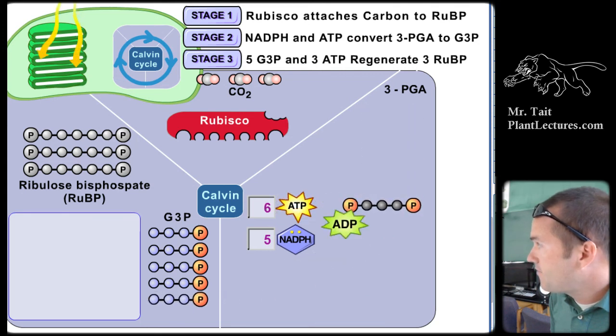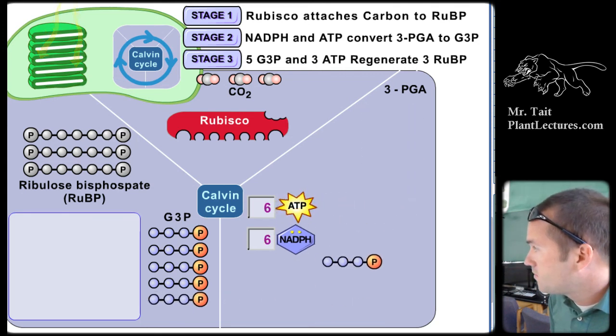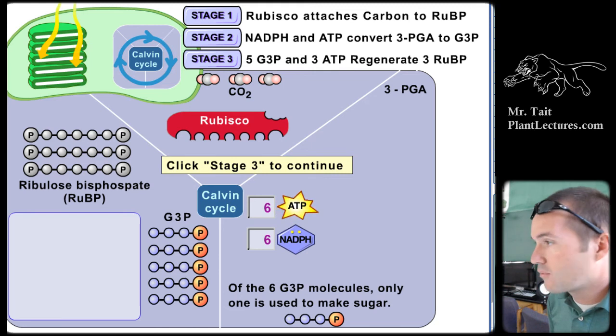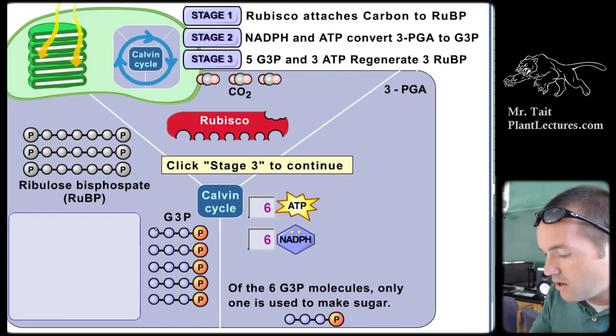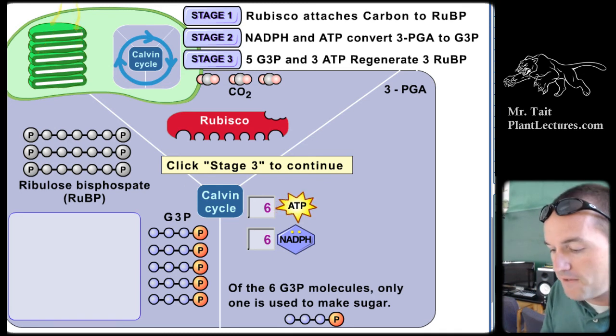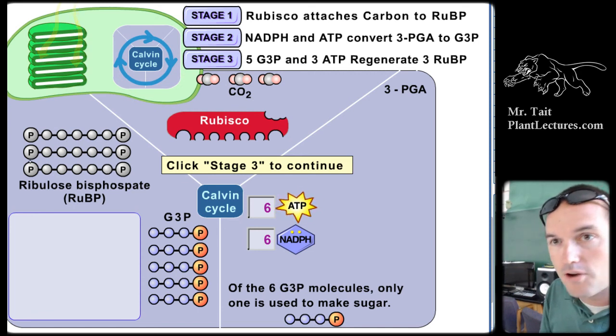There's our 5, and now 1 is a product. The reason why 5 cannot be products is because if you count the carbons here, 1, 2, 3, 4, 5, 6, 7, 8, 9, 10, 11, 12, 13, 14, 15 carbons in these 5 G3Ps. Those were the 15 carbons that were in the ribulose bisphosphate to start with, right? 5 times 3 is 15.